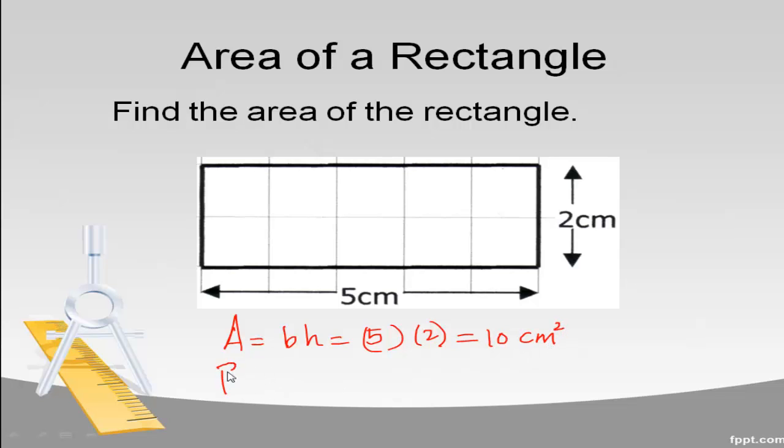If I ask you for perimeter, in a rectangle, opposite sides are congruent. So if this side measures 5, then this up here must measure 5 centimeters also. If this side measures 2, then this side measures 2 centimeters. So the perimeter would be 5 plus 2 plus 5 plus 2, and that gives you 14 centimeters if you add all the sides.